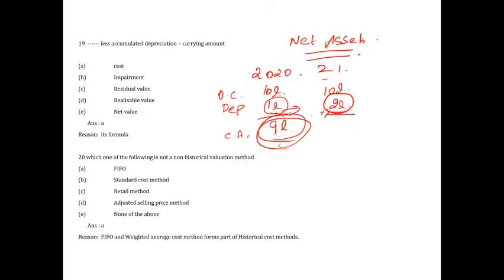Plus current year 1 lakh. So total depreciation till date, how much did I get? That is called accumulated depreciation. Now what is your carrying amount? 8 lakhs.